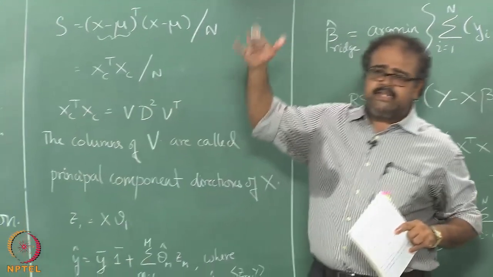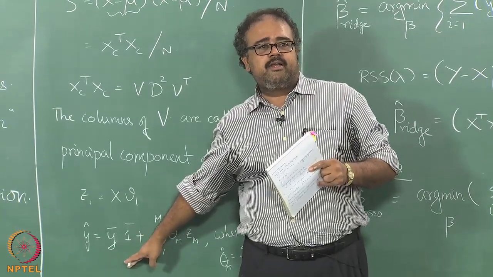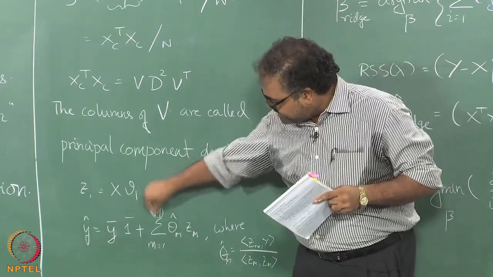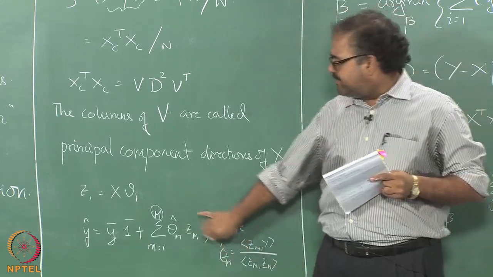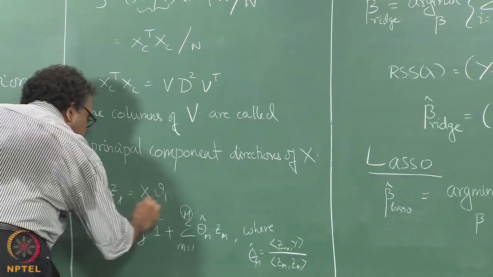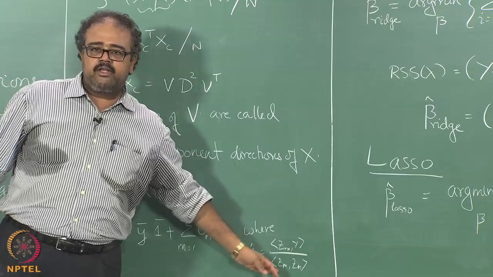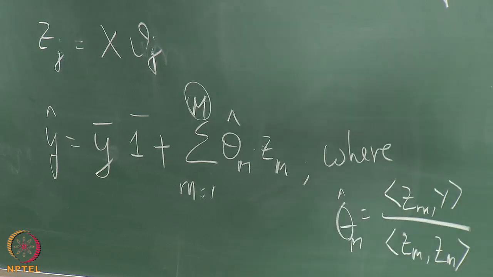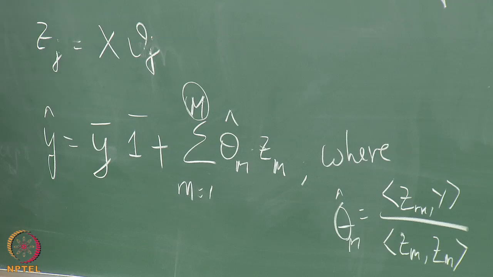So remember we are working with the centered data, so you automatically add in your intercept, where the coefficient is y bar. If you choose to take the first m principal components, your thing will be theta m zm, where zm is given by this, and theta m is essentially regressing y on zm. That is a univariate regression expression, you know that well now. So this gives you the principal component regression fit.